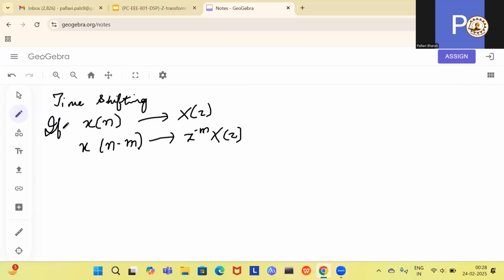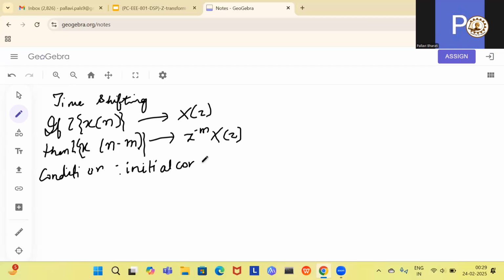So if the Z transform of x[n] is X(z), then the Z transform of x[n minus 1] is going to be z to the power minus 1 X(z). If the Z transform of x[n] is X(z), then the Z transform of x[n minus m] is z to the power minus m X(z). Now there is a condition over here. There is a condition that initial conditions should be 0.